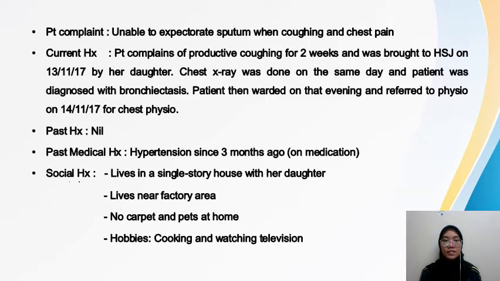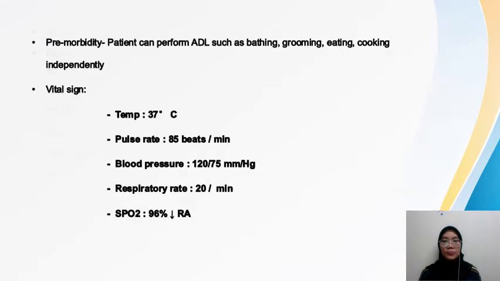For social history, patient lives in a single-story house with her daughter. They live near a factory area, no carpet and pets at home, and her hobbies are cooking and watching television at home. Pre-morbidity, patient could perform ADL such as bathing, grooming, eating, cooking independently. And for vital signs, her temperature is normal, which is 37 degrees Celsius. Her pulse rate is 85 BPM. Blood pressure 120/75. Respiratory rate is also normal, which is 20 per minute. And SpO2 is 96% under room air.